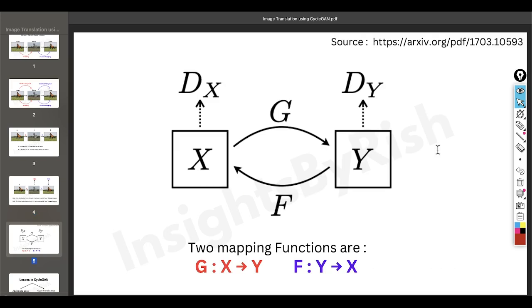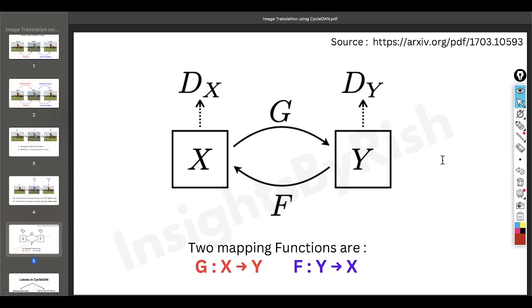Now going to the further part of the presentation. I have already explained this image, and I hope you have understood this very well. So here we have two mapping functions, as you might know: generator G, which is mapping X onto Y, and the generator F, which is mapping Y onto X, and this is the cyclic pattern that is getting generated. Now moving ahead, we have already discussed this image in the beginning of the video.